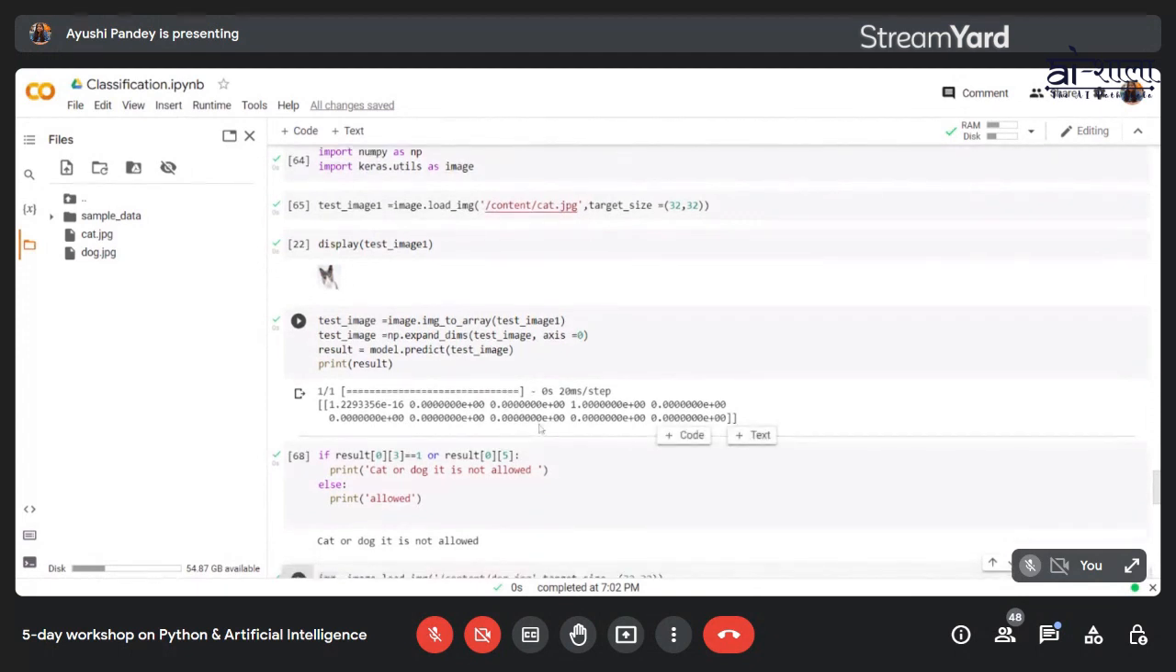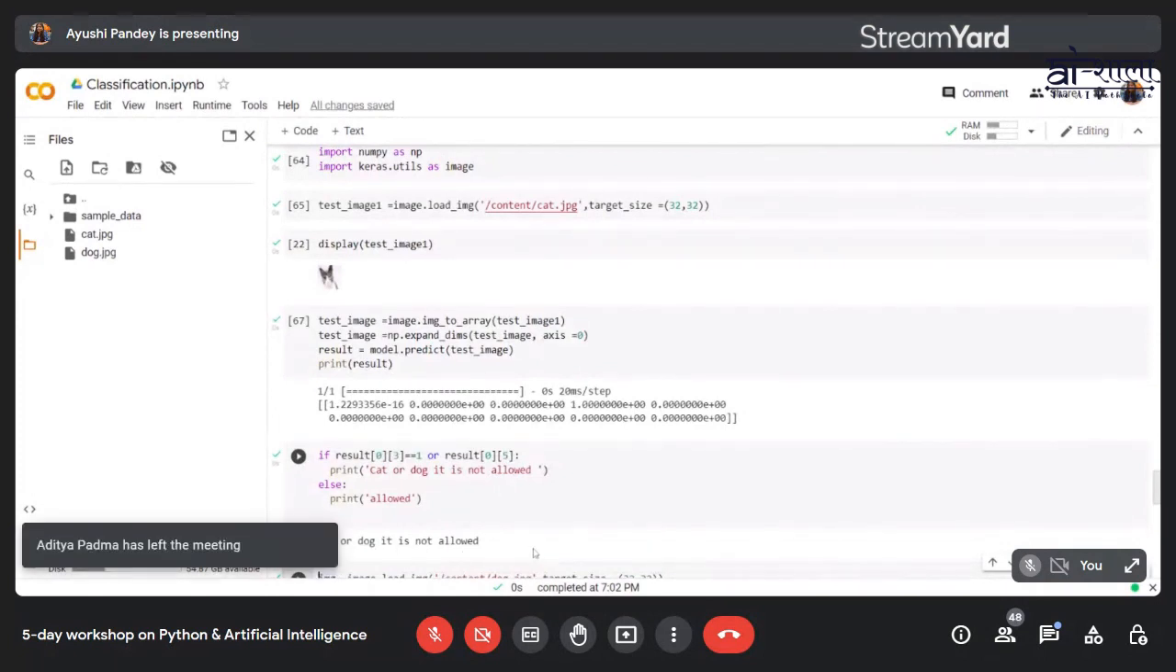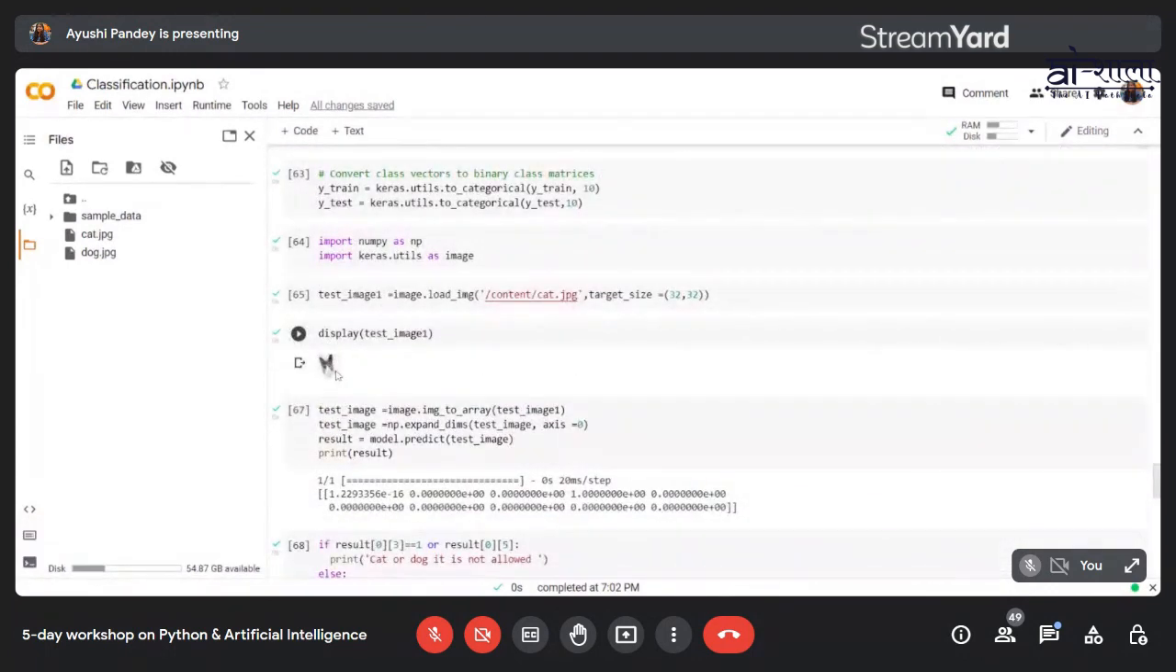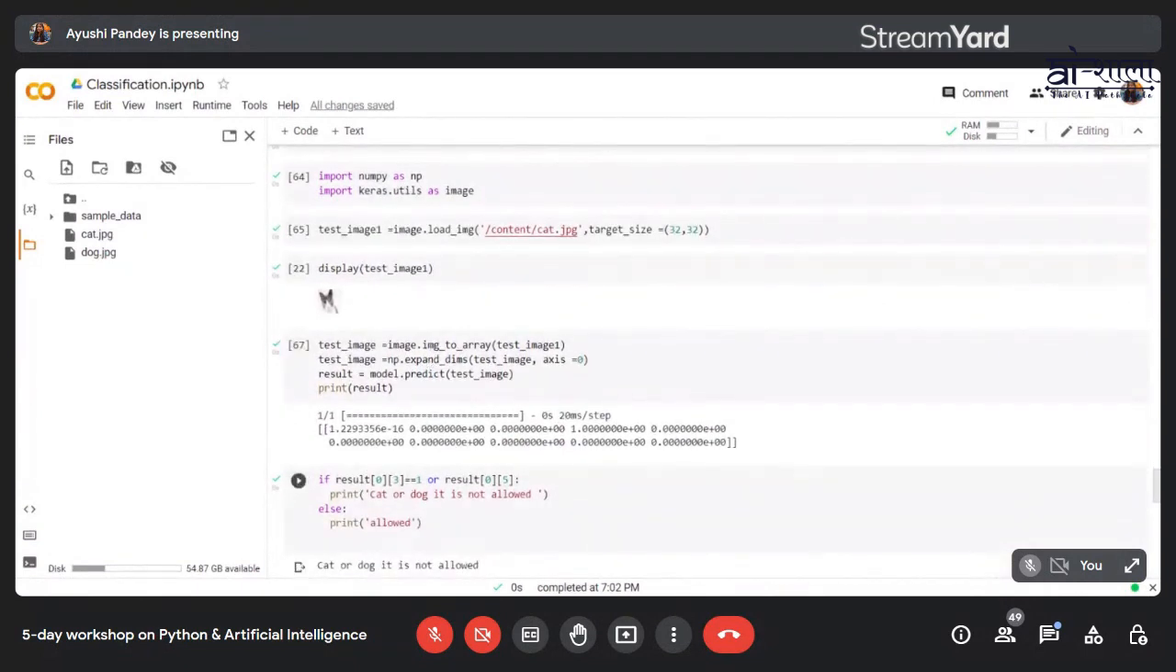The result will always come like this, and it's the work of the programmer to make sense of that result. So I've used an if condition: if there is a cat or a dog, it is not allowed, else allowed. There is actually no need for else, I only want to mention that it's a cat or dog and it's not allowed. You can see it saying cat or dog, it is not allowed. I took the image, which is very small here. It's an image of a cat and it detected correctly.